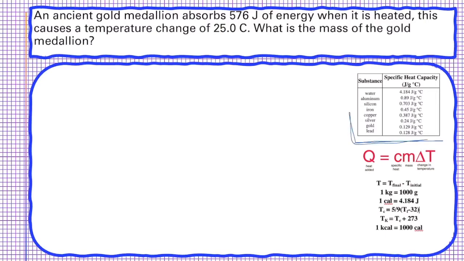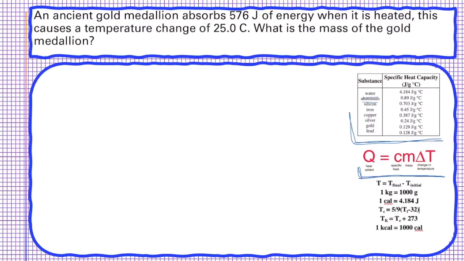I have this table of specific heat values, because remember that every substance has its own specific heat value. You can think of them as a little fingerprint for that substance, okay? Then I've got my specific heat calculation, my formula that I'm going to need, and then there's just some extra information just in case I need it, okay?